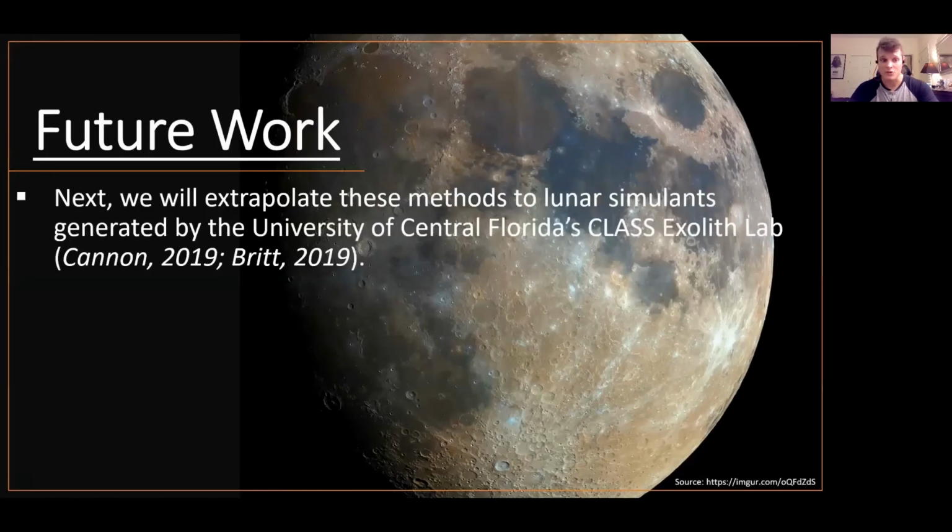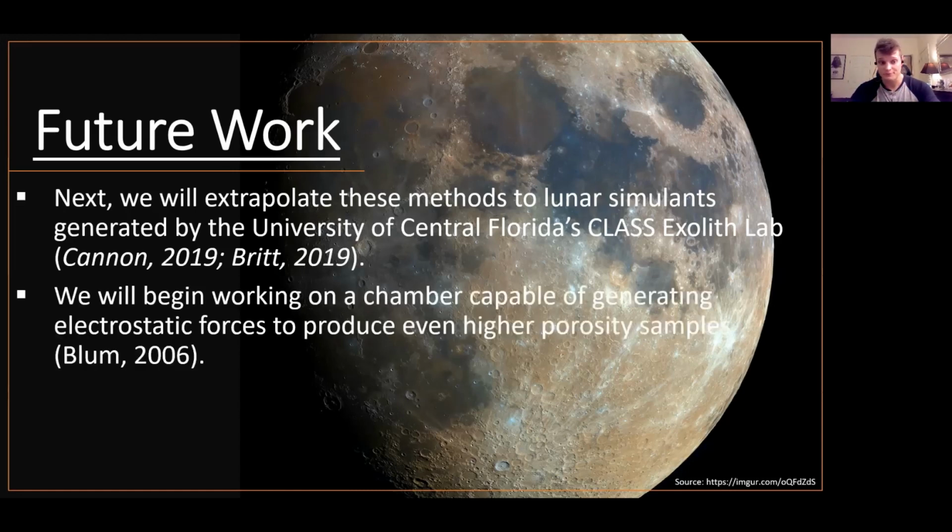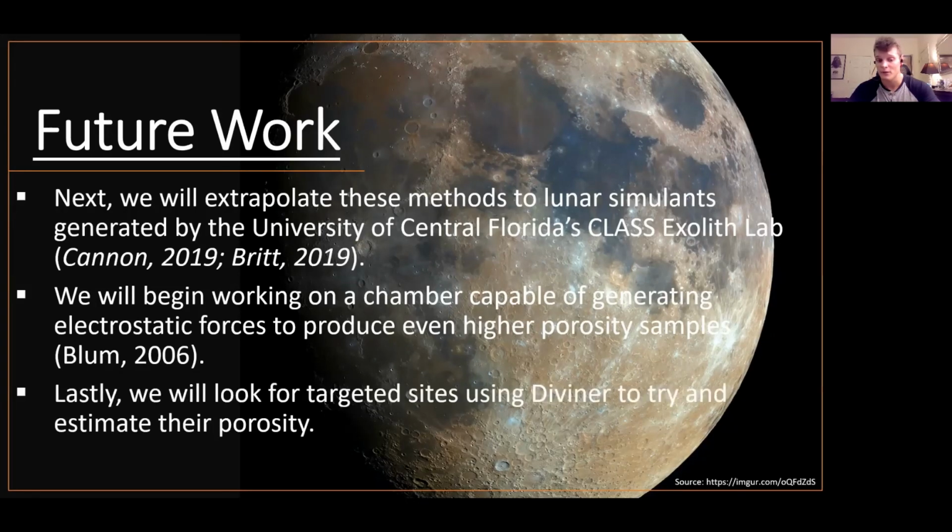We have some future work here as well. So next we'll extrapolate these to lunar simulants generated by the University of Central Florida's Exolith Lab. So moving from that particulate olivine that we used entirely for this study, and moving to things more reminiscent of the lunar surface. We also begin working on an electrostatics chamber, which we hope would be capable of creating even higher porosities than the porosities we were generating via our deposition method. Let us get some more accuracy on those trend lines that we were discussing at the far end.